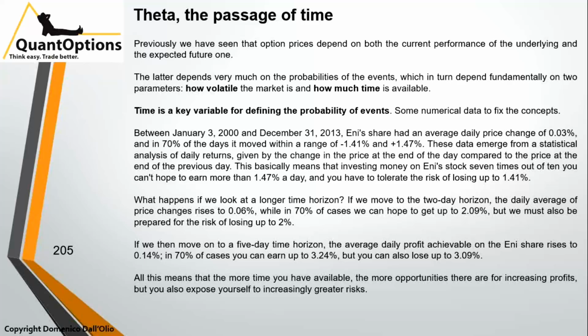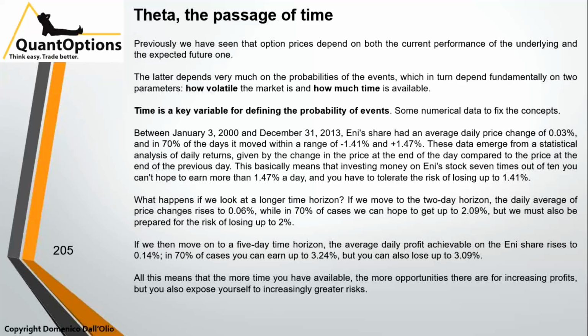Some numerical data to fix this. Between January 3, 2000 and December 31, 2013, Eni's share had an average daily price change of 0.03%, and in 70% of the days it moved within a range of minus 1.41% and plus 1.47%. This data emerged from a statistical analysis of daily returns given by the change in the price at the end of the day compared to the price at the end of the previous day.